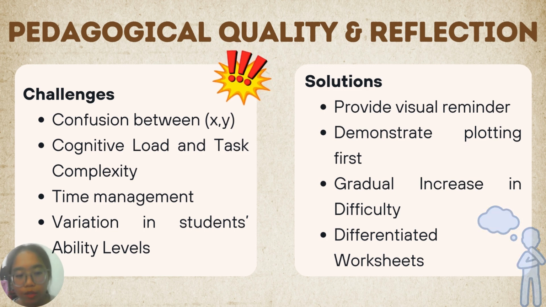And the third one, gradual increase in difficulty. Maybe we can begin with simple coordinate patterns before introducing more complex images, so that it can help to manage the cognitive load among the students. And the last one, differentiated worksheets. We can also prepare multiple levels of worksheets, for example from basic to intermediate and then advanced, so that it can help to accommodate the diverse learning abilities among our students.